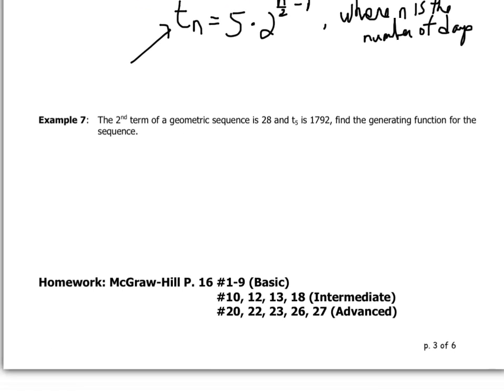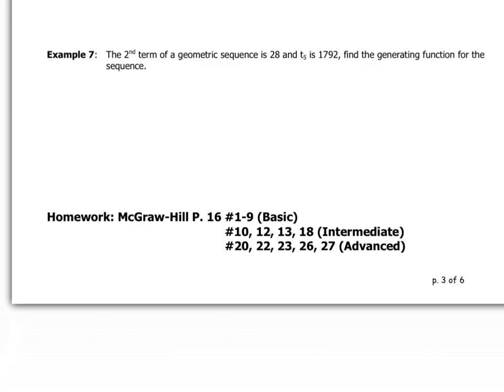Okay, finally we have a final example here, which for some reason is numbered example number 7 on this sheet. Oh well. Anyway, let's see. The second term of a geometric sequence is 28, and term 5 is 1,792. Find the generating function for this sequence.